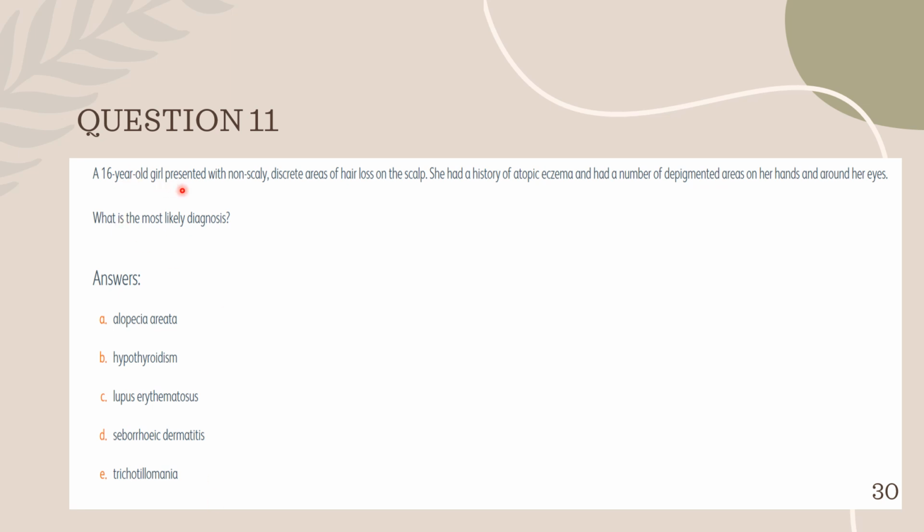Next question, a 16-year-old girl presented with non-scaly discrete areas of hair loss on the scalp. She had a history of atopic eczema and a number of depigmented areas on her hands and around her eyes. What is the most likely diagnosis? So it is non-scaly, non-scarring alopecia, also a history of atopy. So it is alopecia areata. It can have an autoimmune association as well.